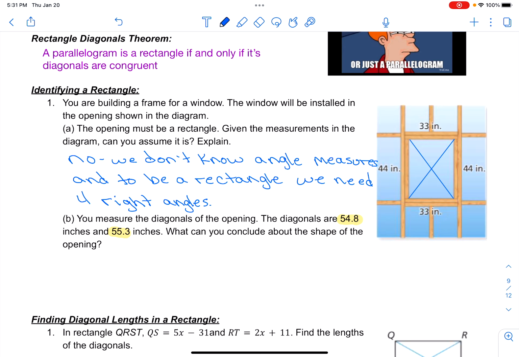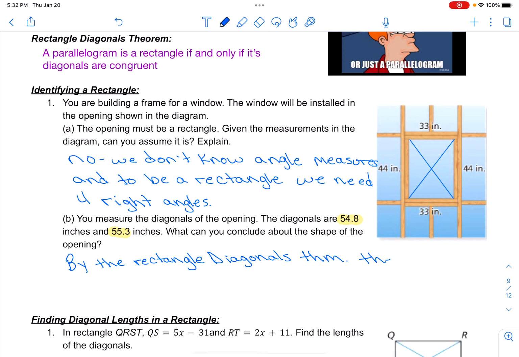So the question says, what can you conclude about the shape of the opening? So we know that it is not a rectangle. And you would say by the rectangle diagonals theorem, the diagonals must be congruent to be a rectangle.